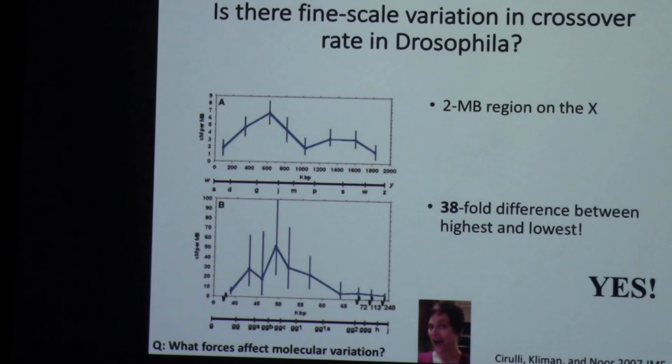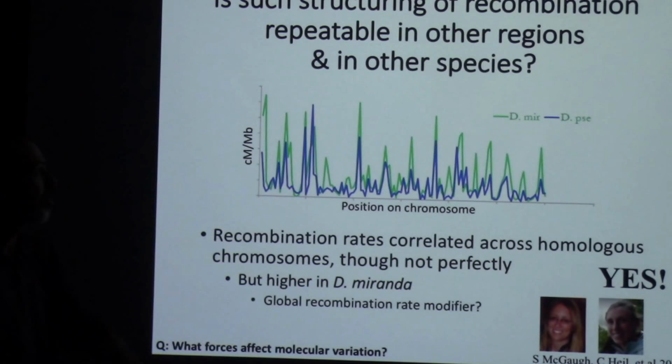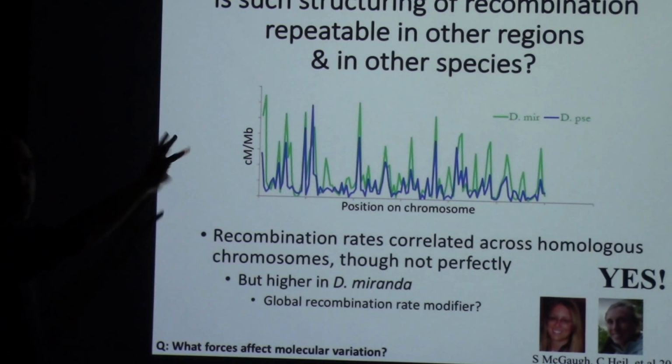So we decided to look more broadly. This is now much more recent data. The green there is Drosophila miranda. The blue there is Drosophila pseudoobscura. This is looking now across all of chromosome 2. And we see there is this structuring of recombination rate across the chromosome. There are areas where it's high, areas where it's low. And we see it also tends to be correlated between these two species.